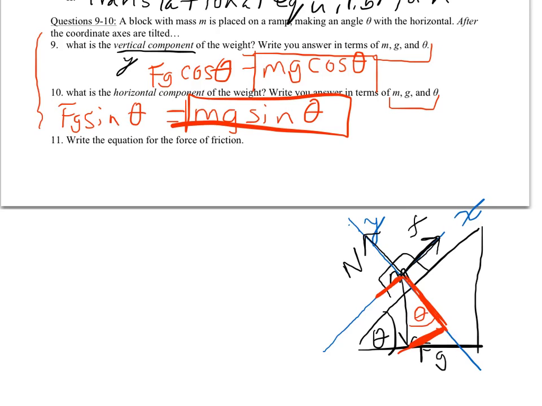Moving on to number 11. Notice that number 11 is not part of the drawing. The question says for questions 9 and 10, so we've already done those. Number 11 is by itself. That could be confusing. You might try to solve for number 11 from the drawing.